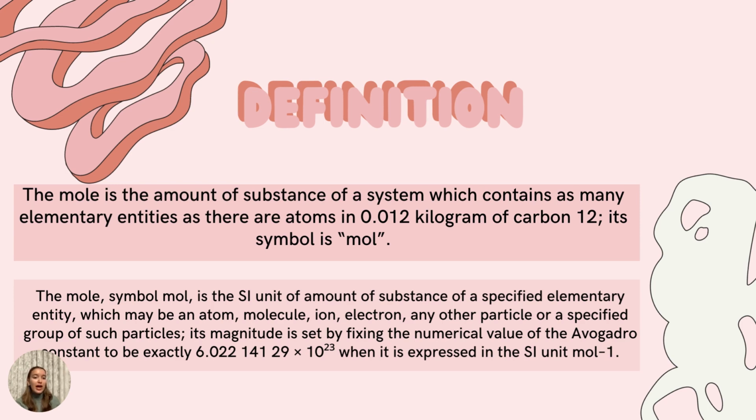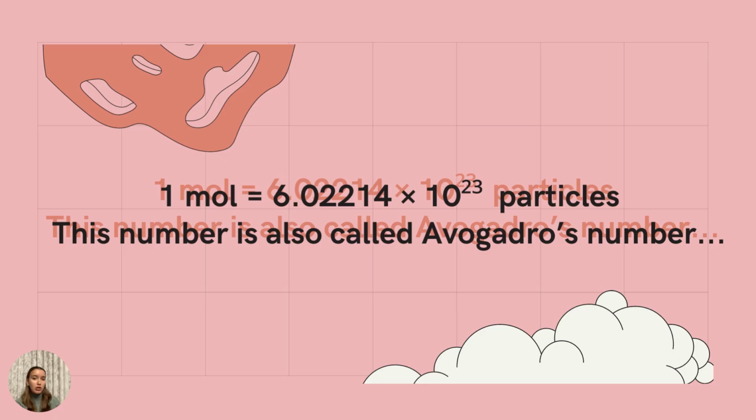But also, we have another definition saying that the mole, having the symbol mol, is the amount of substance of a specified elementary entity, which can be an atom, a molecule, an ion, an electron, or any other particle, and its magnitude is set by fixing the numerical value of the Avogadro constant, which is exactly 6.02214129, which we round off as 6.022, times 10 to the power of 23 when it is expressed in the SI unit per mole.